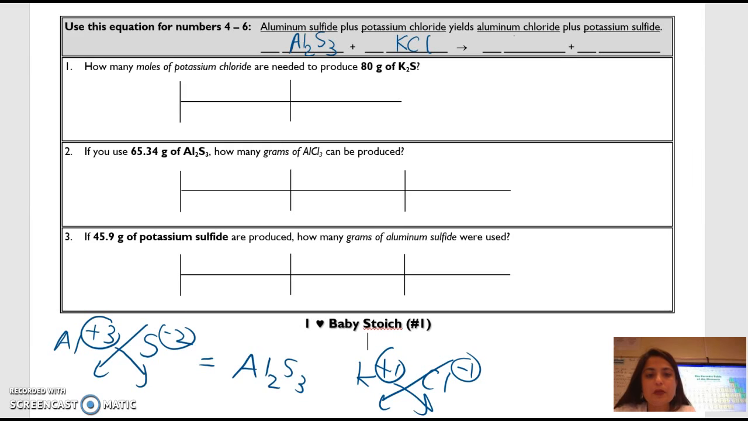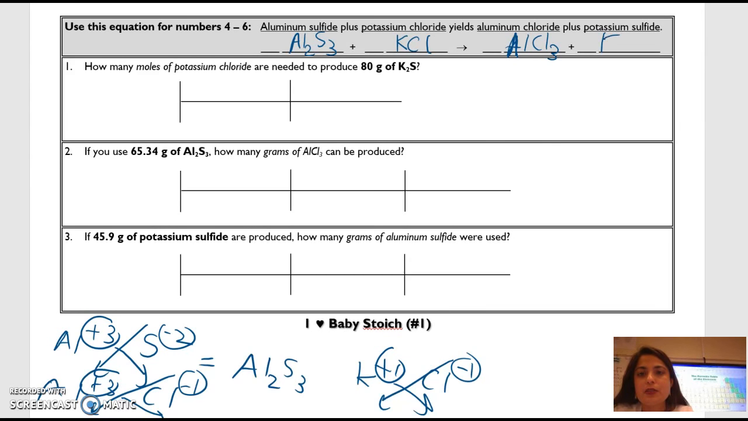Then it says aluminum chloride. Same thing, aluminum has a charge of +3, chlorine -1. You swap the charges and you get Al1Cl3. So we're just going to put AlCl3. All right, and then next thing is potassium sulfide.